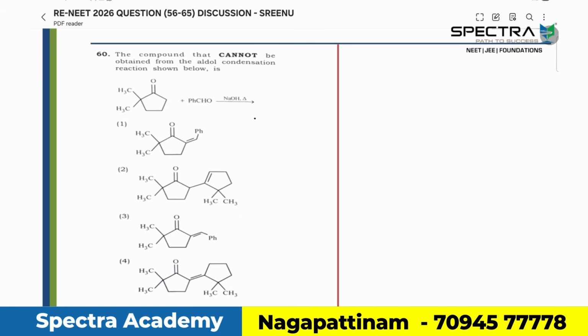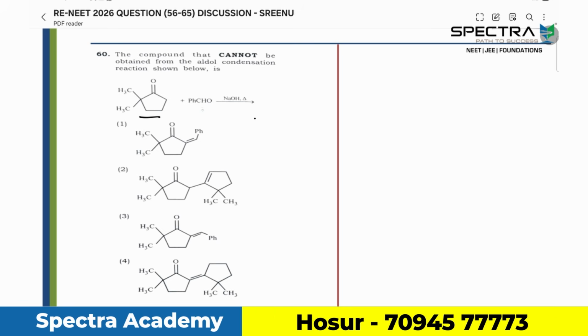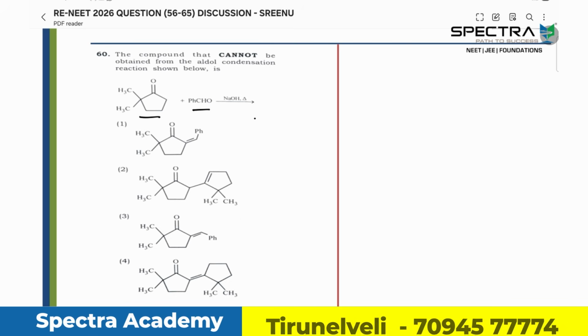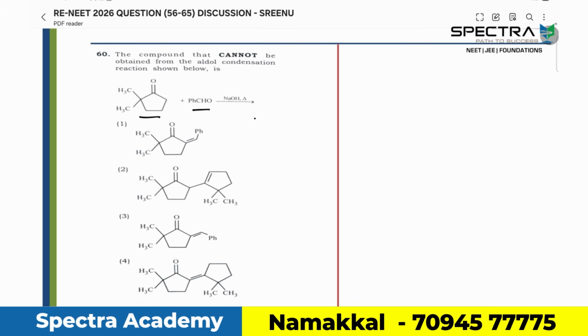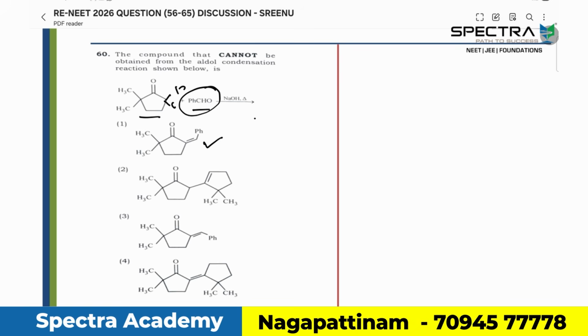The compound that cannot be obtained from the aldol condensation reaction shown below. It is very easy to understand. Two different aldehydes are given, of which one has alpha hydrogens and the other does not. Benzaldehyde can act only as an electrophile, not as a nucleophile, because it does not have alpha hydrogens. The other one has alpha hydrogens, so it will attack here. So the first option is possible.